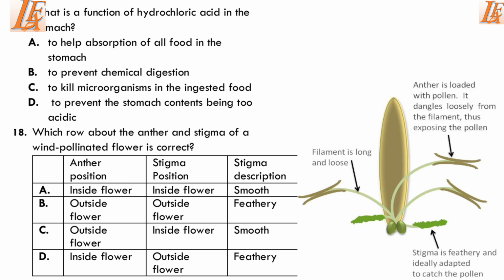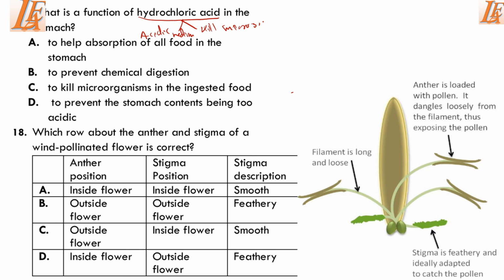Question 17. What is a function of hydrochloric acid in the stomach? A, to help absorption of all food in the stomach. B, to prevent chemical digestion. C, to kill microorganisms in the ingested food. And D, to prevent the stomach contents being too acidic. Now, what you need to note is that hydrochloric acid in the stomach serves two purposes. The first purpose of hydrochloric acid is to provide acidic medium, which is optimum for enzyme action. Another one is to kill microorganisms.